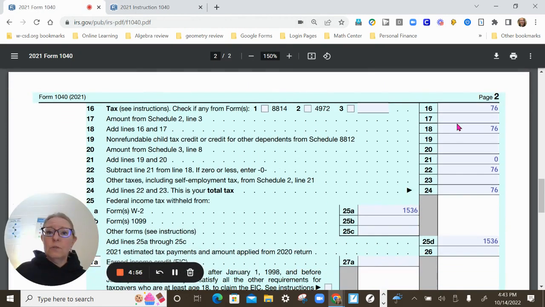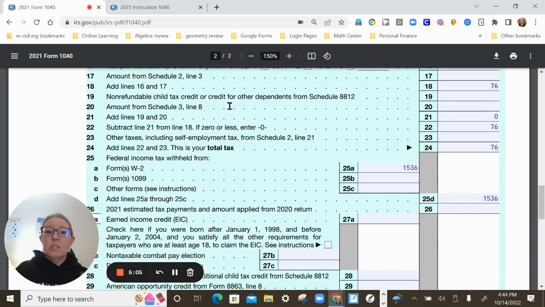She doesn't have any Schedule 2. We're going to record it again. She does not have any credits. Credits are a dollar for dollar reduction in your taxes. She doesn't have any children. She doesn't have any other tax credits. So as we go through this, we follow all the directions. Her total tax was $76.